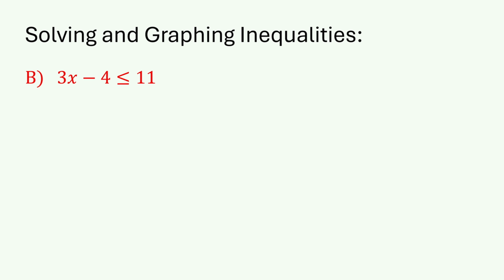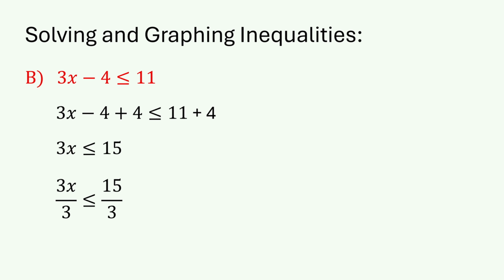Example B. 3x minus 4 less than or equal to 11. When we add 4 on both sides, it will be 3x minus 4 plus 4 less than or equal to 11 plus 4. When we simplify, it will be 3x less than or equal to 15. Now we divide both sides by 3. It will be 3x divided by 3 less than or equal to 15 divided by 3. So it will be x less than or equal to 5.